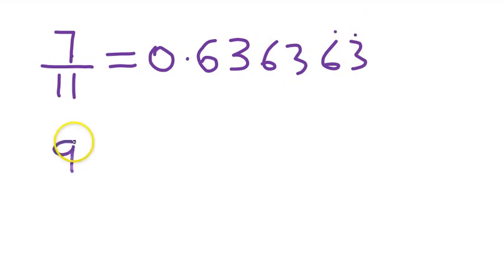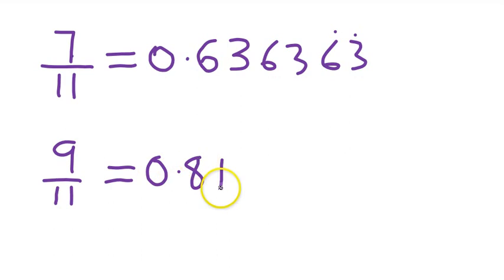What about 9 divided by 11? What would the answer be? I'm sure you are saying 0.818181 continuous. So that is how we can divide a single digit number by 11. Now let's look at 2-digit numbers.